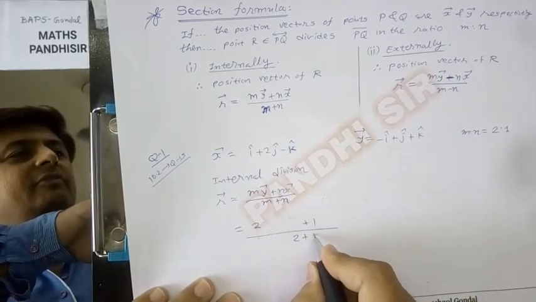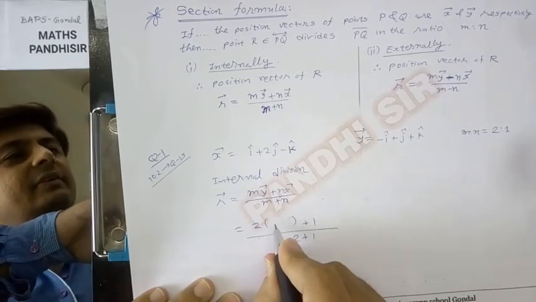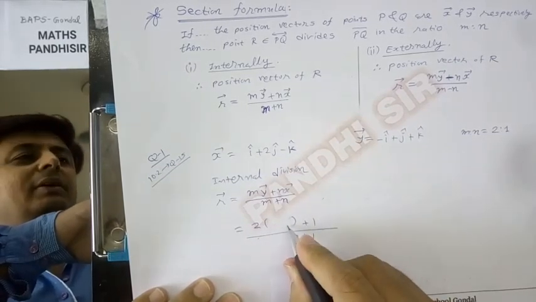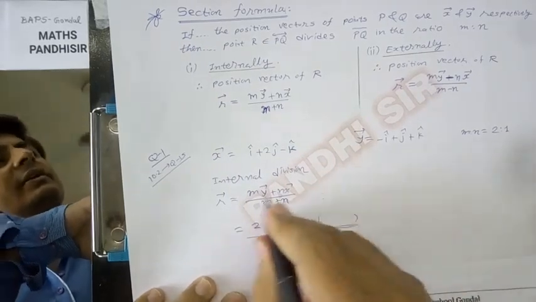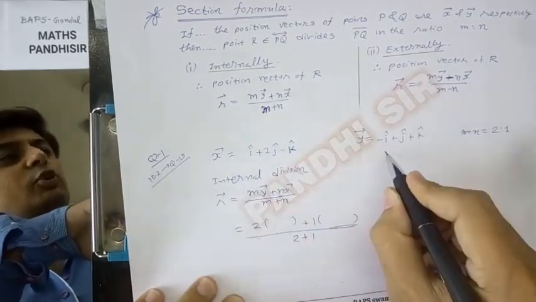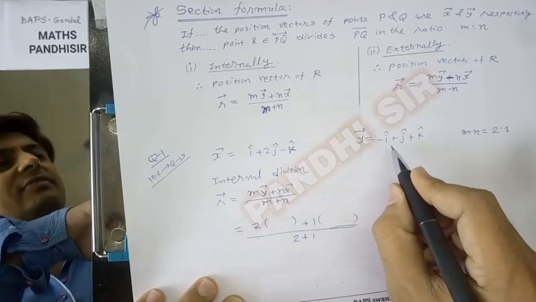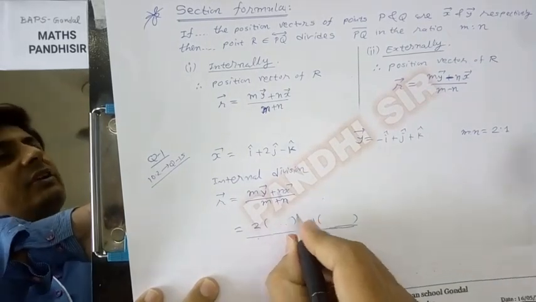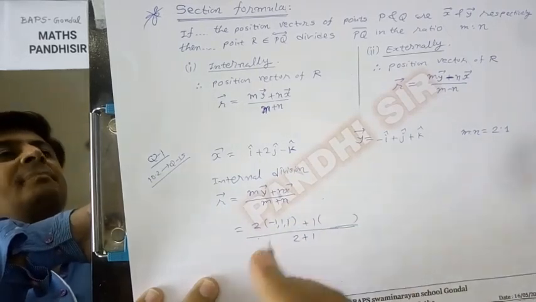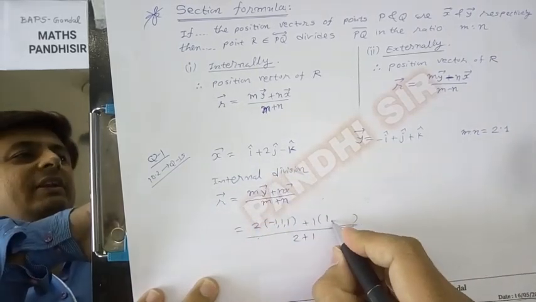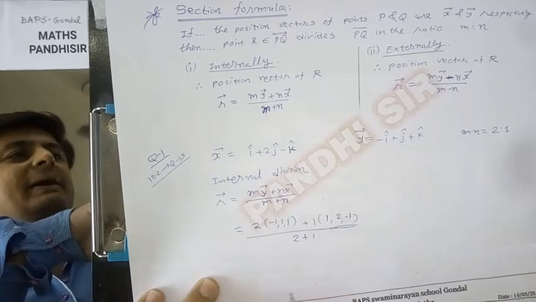Here also 2 and 1. And here it is the ending point, terminal point, and here it is the starting point. Look, this is P and Q. Terminating here, it's terminating here. So it is -1, 1, 1. In the starting point we will put here 1, 2, -1.